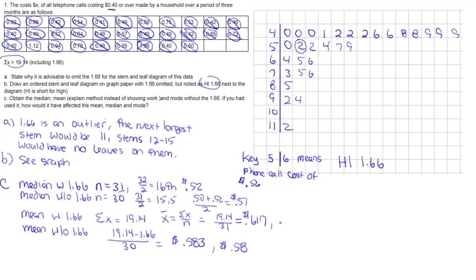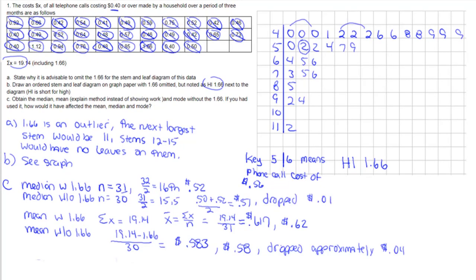In this case, it's kind of interesting to see how the outlier affects the median. You'll notice it affects the median a little bit. It affects the mean by a pretty good amount, by 4 cents. Now mode, well, we've got 40 cents happening 3 times, 42 cents happening 3 times, and 49 happening 3 times. There is no effect on the mode by the outlier.